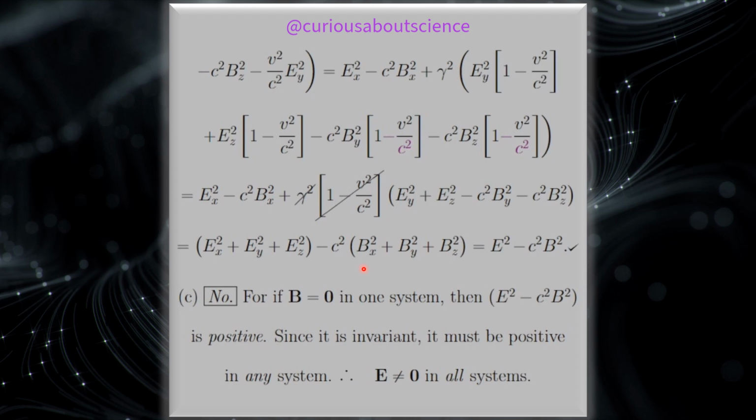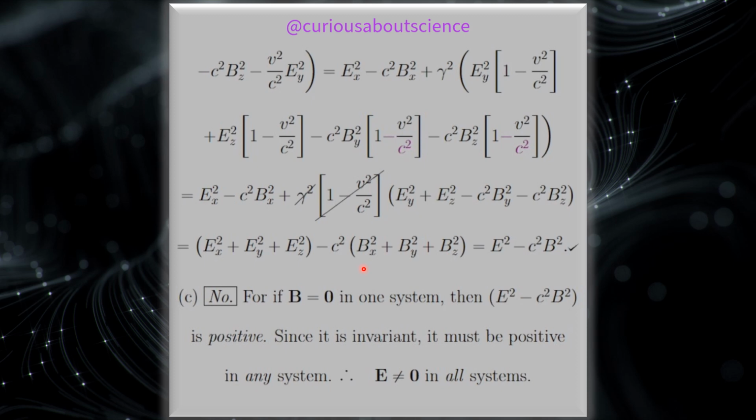And now after that, since you have the components of every vector, x, y, and z, all squared, that's just the same as a dot product. Of course, it's a dot product with itself. Therefore, we know we have e squared minus c squared b squared. So yes, invariance.